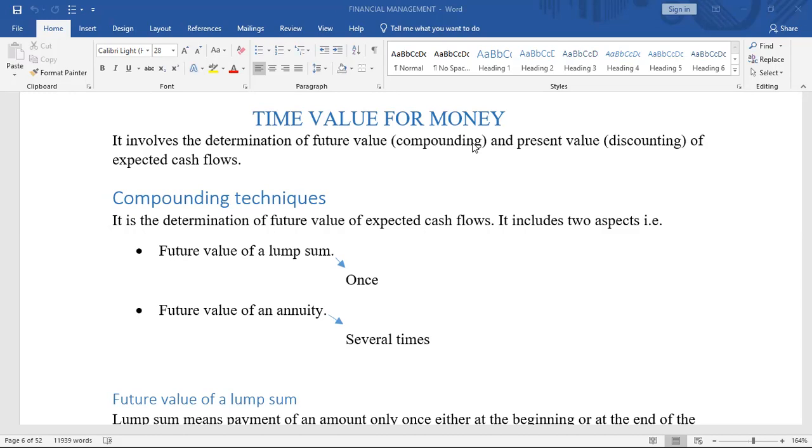So I want to introduce those concepts of investment under the time value of money by saying that we are discussing the determination of the future value, which we do through compounding, and the present value, which we do through discounting of the expected cash flows. I might have cash today, and determining how much that amount will be, based on an interest rate given by a financial institution, I will be able to determine the future value of that investment.